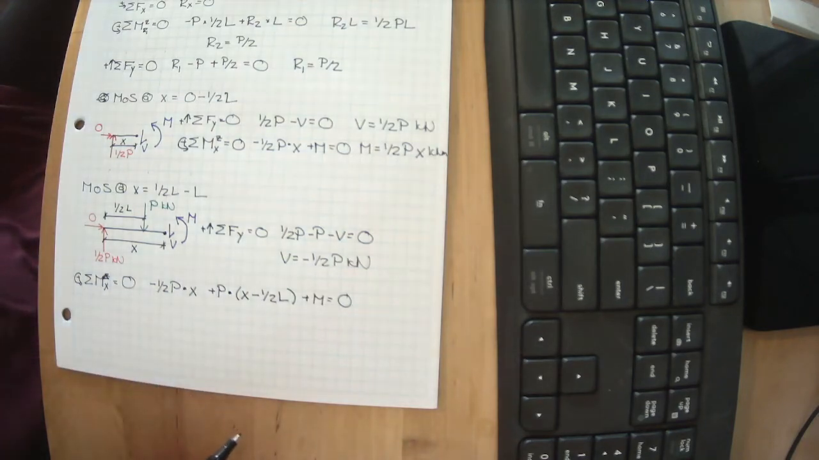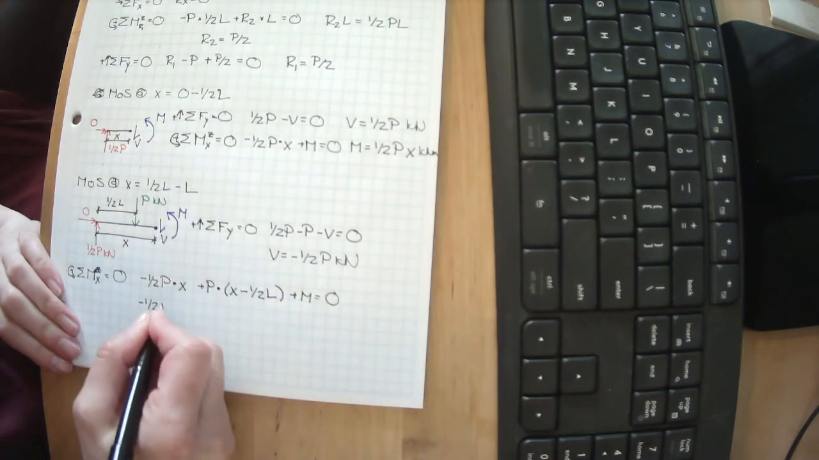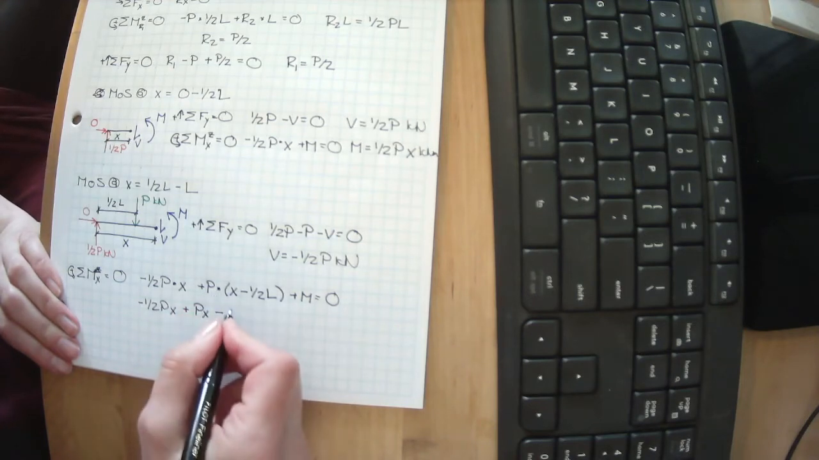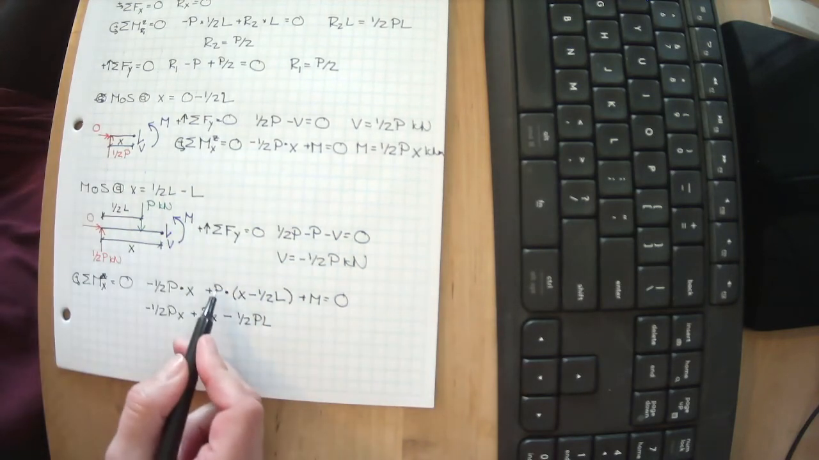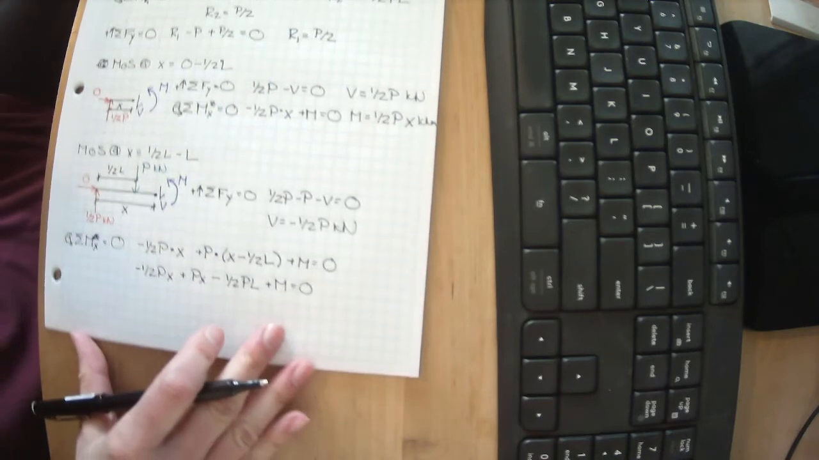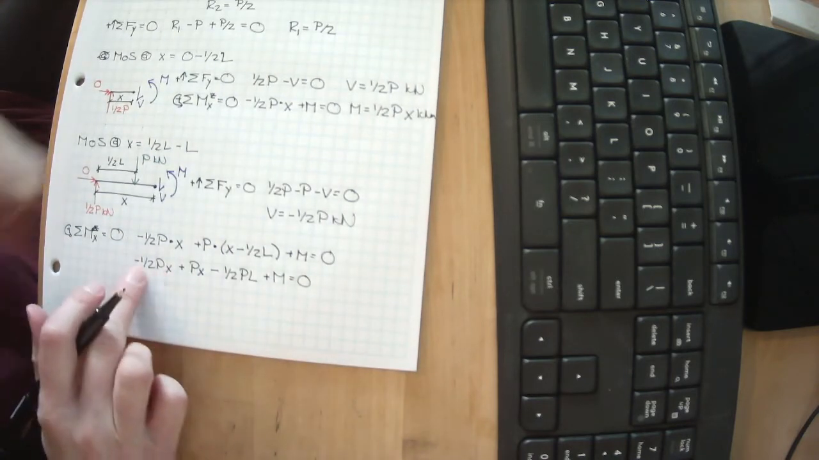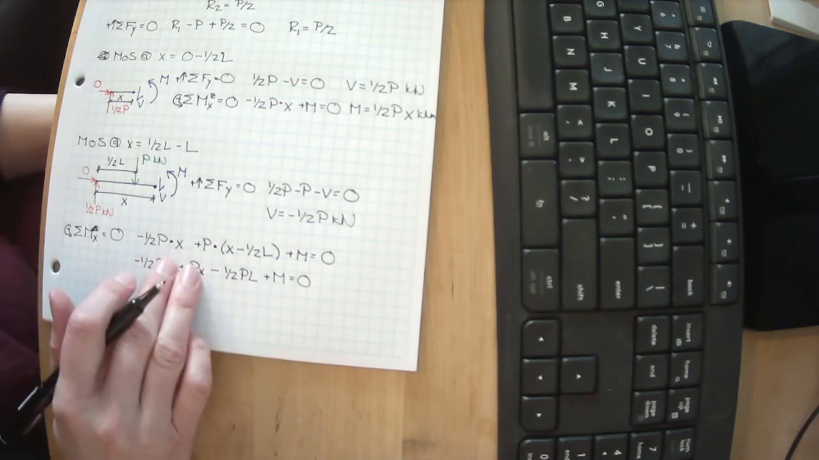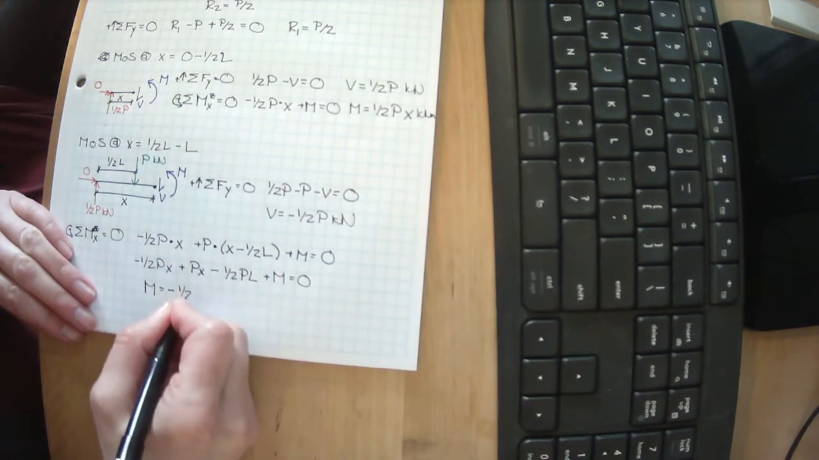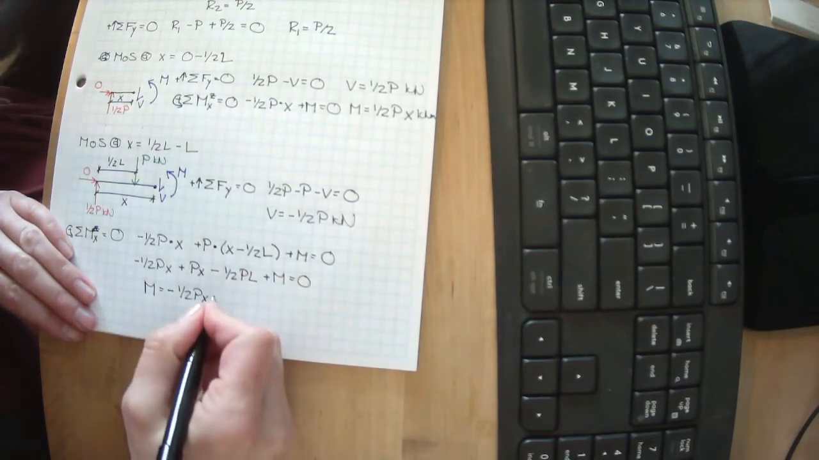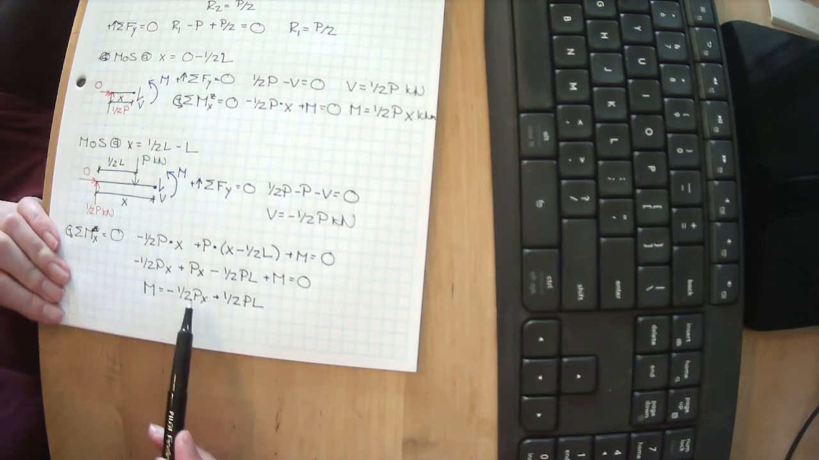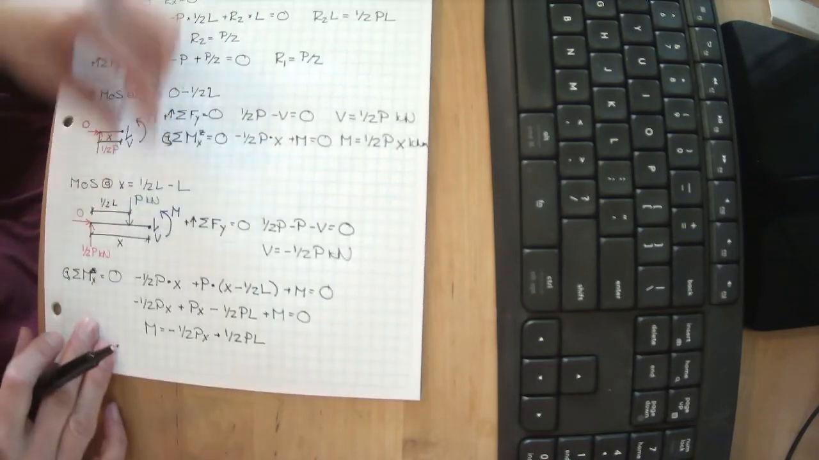We can kind of clean this up a tiny little bit. So we have minus 1/2 px plus px minus 1/2 pL. If you have a number outside the brackets, you multiply it by each part within the brackets. Plus m equals 0. Minus 1/2 px plus px becomes plus 1/2 px. Bring it over to the other side. So m equals minus 1/2 px. Bring this over to the other side, plus 1/2 pL. All right, so the moment is minus 1/2 px plus 1/2 pL, anywhere along this distance.